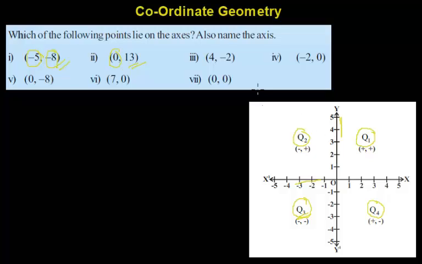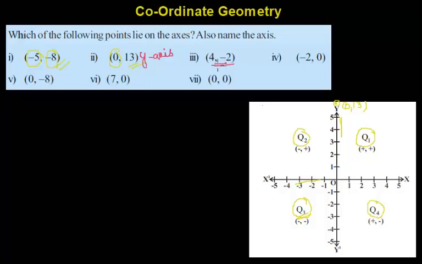Now, the y-coordinate is 13. That means it is at a distance of 13 units from the x-axis. Therefore, the point can be marked somewhere here, which indicates 0, 13. And this point is lying on the y-axis. So, I will be writing that this point is on y-axis.